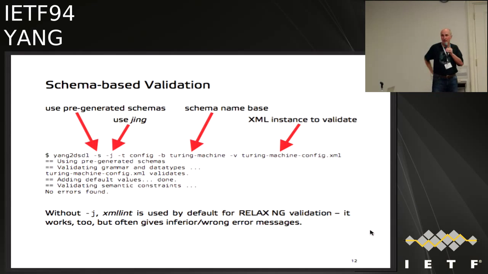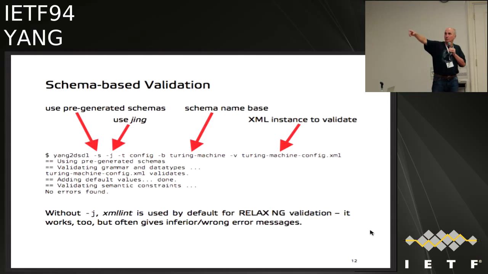If you don't use this -j, the script uses the usual xmllint that's part of the libxml suite. But in my experience, this xmllint works fine, but the problem with it is that its error messages are really horrible and they don't tell you anything about what's wrong with the document, whereas Jing is very much focused and tells you exactly what you need to change in order to make the document valid. So I recommend using this every time.